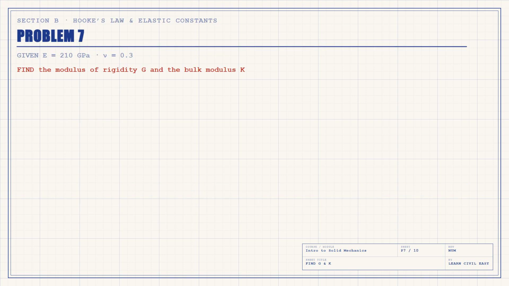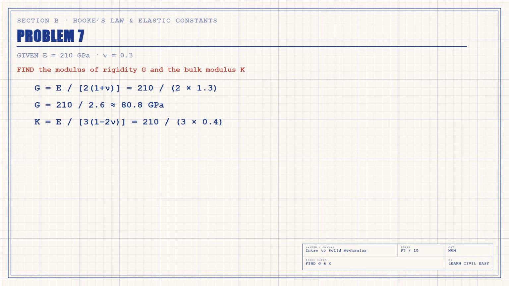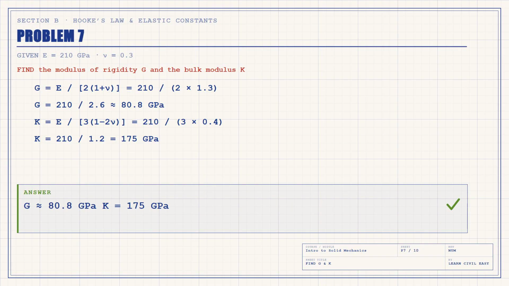Problem 7. Given E 210 gigapascals and Poisson's ratio 0.3, find G and K. G is E over 2 into 1 plus nu, 210 over 2.6, about 80.8 gigapascals. K is E over 3 into 1 minus 2 nu, 210 over 1.2, which is 175 gigapascals.